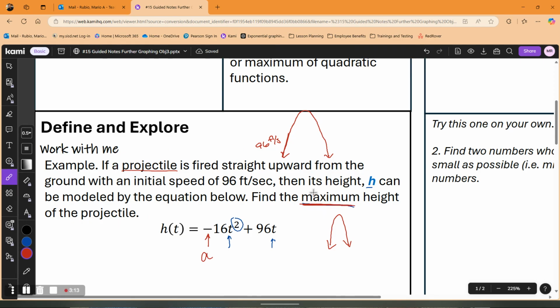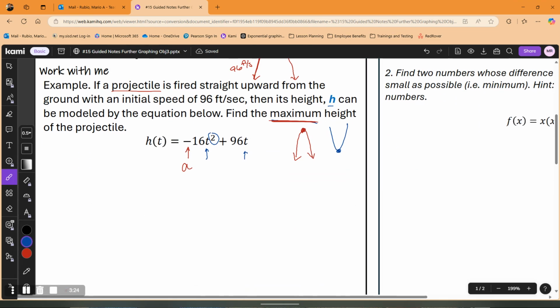So maximum is at the top of a parabola, and minimum is at the bottom of a parabola, and that's it. That's the definition of min and max. So let's take a look here. What we can do is take our x and y coordinate plane and take our 0, 0, and we have that projectile fired up, then it's going to come back down. It's going to make this upside down parabola. What we're trying to find out is what is this height? That's our h.